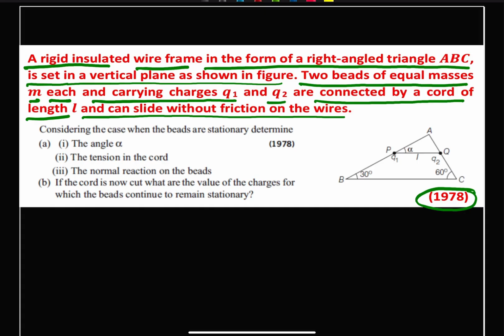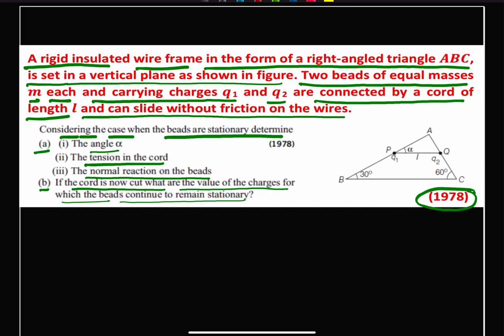So based on this description, we have two questions A and B. First states that, considering the case when the beads are stationary, determine the angle alpha, the tension in the cord, the normal reaction on the beads. Part B, if the cord is now cut, what are the values of the charges for which the beads continue to remain stationary? Basic figure is also given to us.